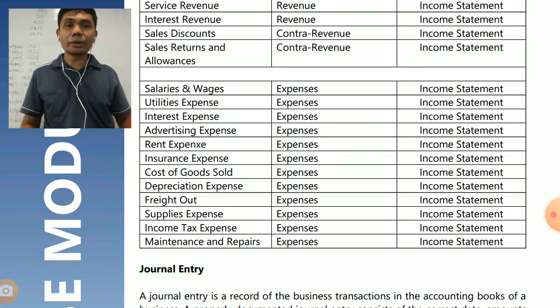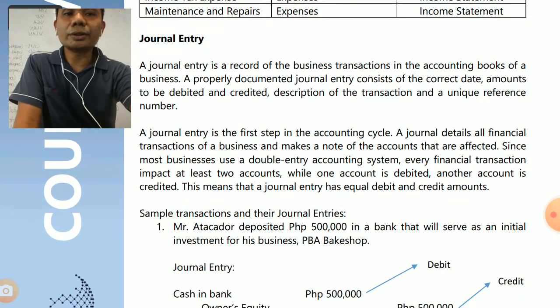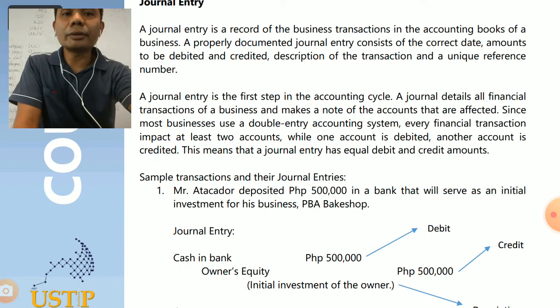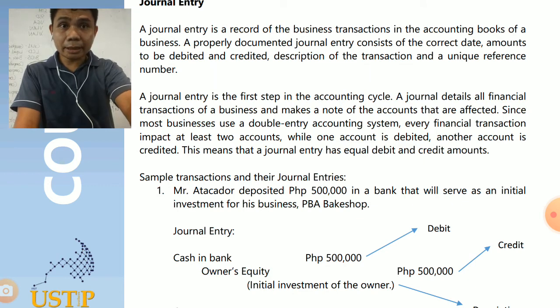Now, let's proceed to journal entry. A journal entry is a record of the business transaction. It has the correct date, the amount to be debited and credited, the description of the transaction, and a unique reference number. But here, for the sake of discussion, we will only show the debit, credit, and the description. But later, I will no longer require the description.